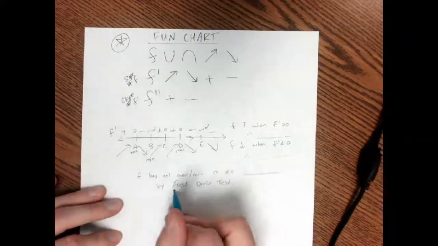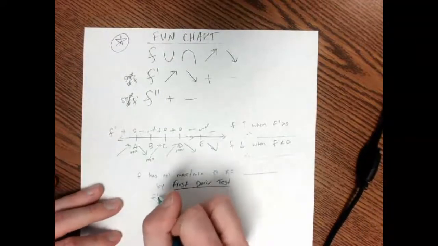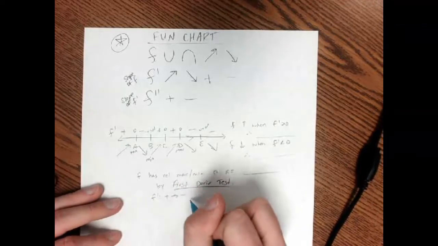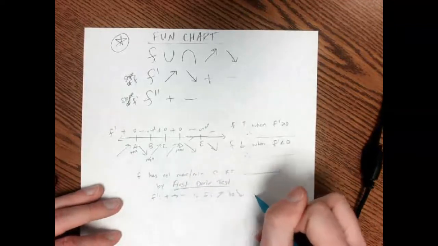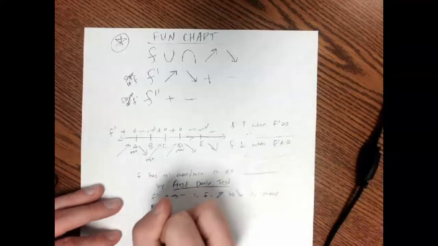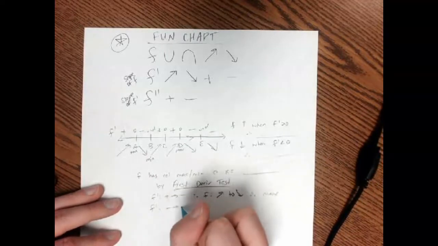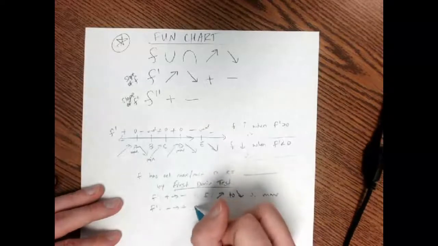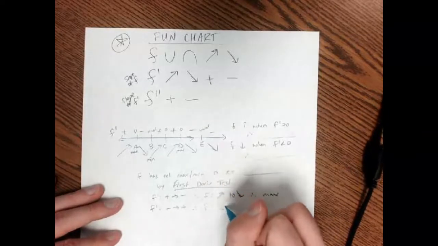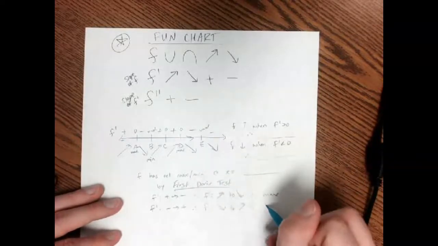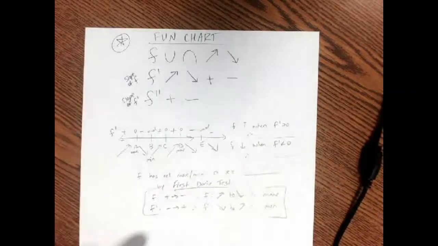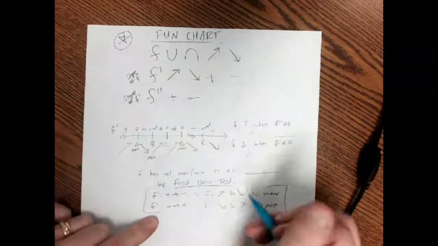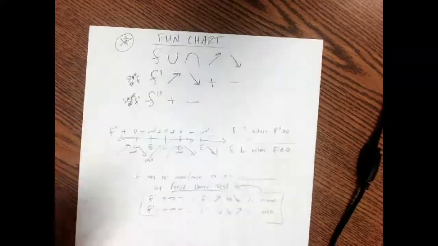If you don't want to say first derivative test, you could say, okay, f prime changed positive to negative, therefore f changed increasing to decreasing, therefore max. Or you could say f prime changed negative to positive, therefore f was decreasing to increasing, therefore minimum. Now you don't have to write out all of this stuff. All of the stuff that I just boxed, that is literally what the first derivative test tells you.